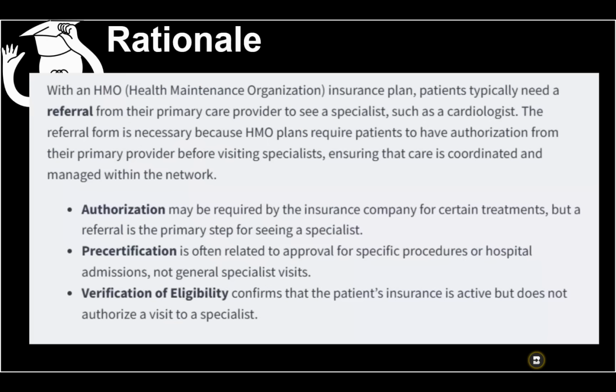With an HMO, also known as Health Maintenance Organization, patients typically need a referral from their primary care provider to see a specialist, like a cardiologist. The referral form is necessary because HMO plans require patients to have authorization from their primary care provider before visiting specialists, ensuring that the care is coordinated and also managed within the network. Now, when it comes to authorizations, they may be required by the insurance company for certain treatments, but a referral is the primary step for seeing a specialist.